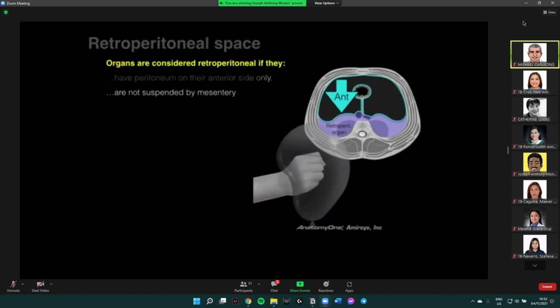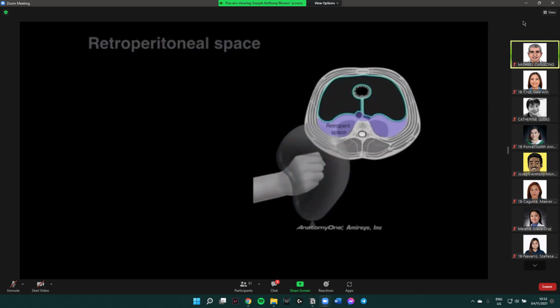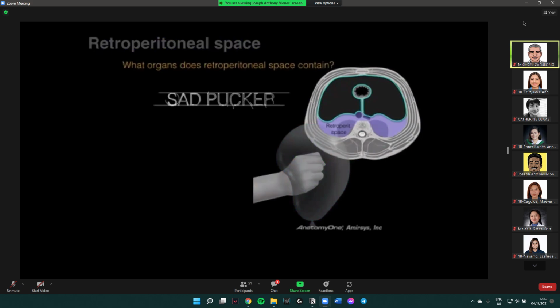Organs are considered retroperitoneal if they are not suspended by mesentery. There's the mesentery, no mesentery. Organs are considered retroperitoneal if they lie between the parietal peritoneum and abdominal wall. Those are the characteristics that determine if an organ is retroperitoneal or not. And then what organs does the retroperitoneal space contain?